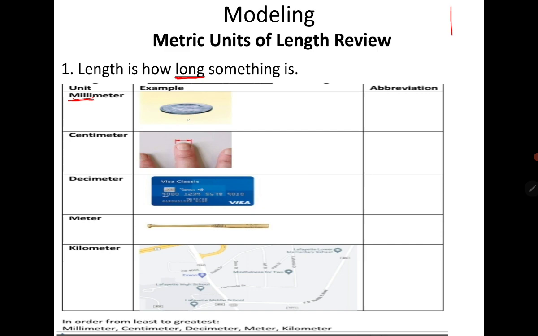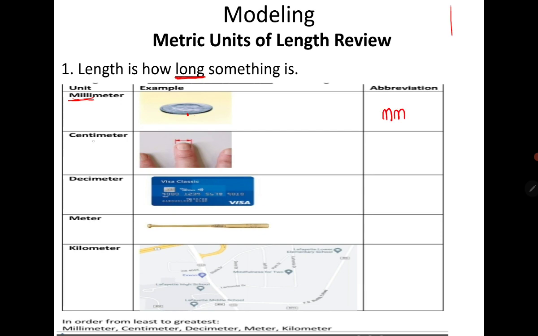It's actually the thickness of a dime. So not how long a dime is, but literally how thick a dime is. So when we think about a dime, it's the thinnest coin. It's very, very thin. And so the thickness of one dime is 1 millimeter. So it's a very small unit of measurement. And so the abbreviation for millimeter is mm.